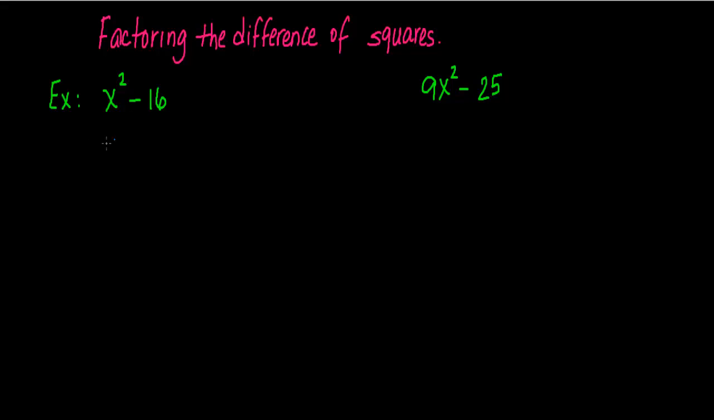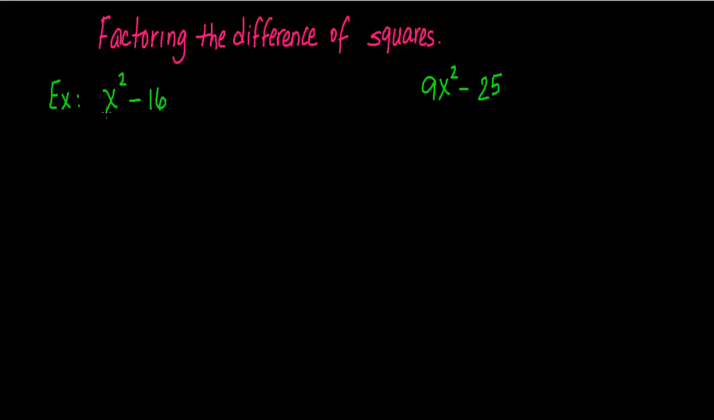So let's go through the steps. The first thing is there has to be a minus in between the two terms. Also, there are only two terms when you have a difference of squares. You look at the first term. Is it a perfect square? How do we know? If we can take the square root of the number or of the variable and we get back a whole number.